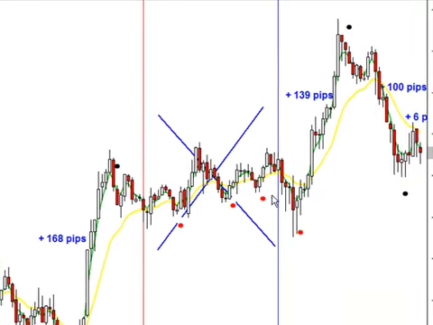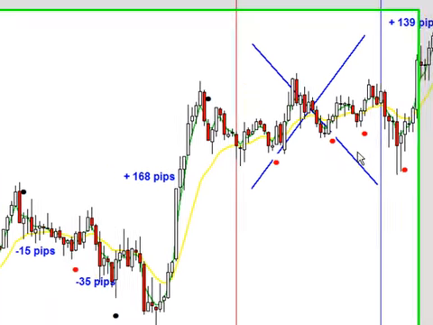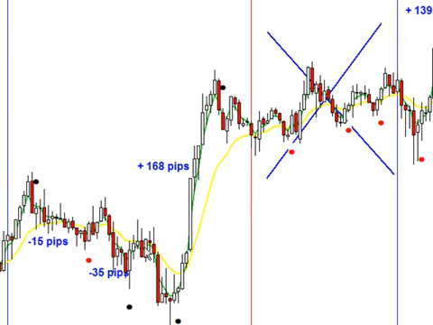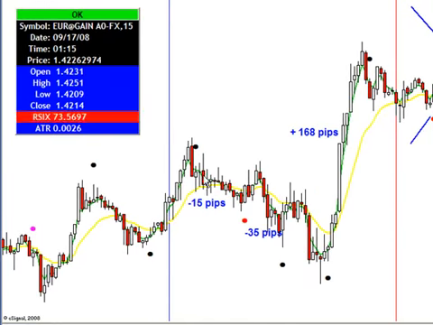I have X'd out, as you can see between these red and blue lines, you'll see big X's. I've taken out any of the Asian session trades, and I'm only going to track the North American and European sessions. All right, let's start off.